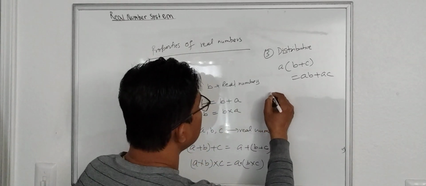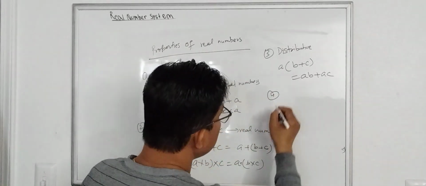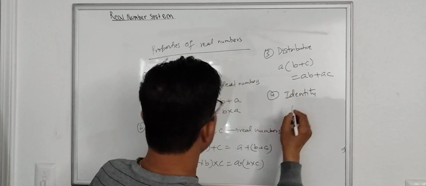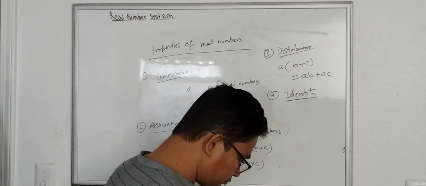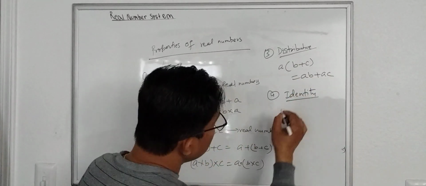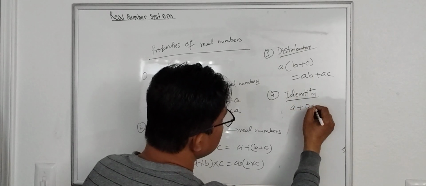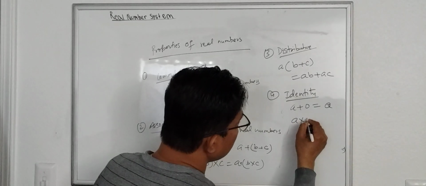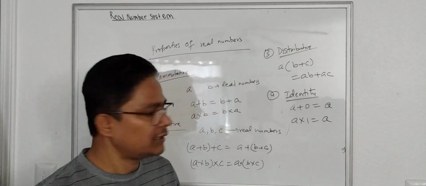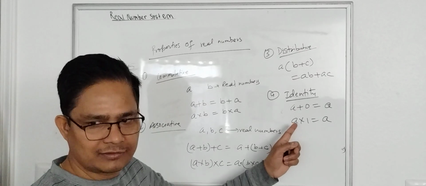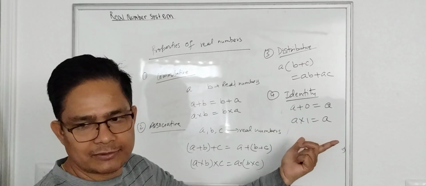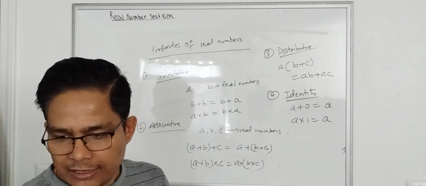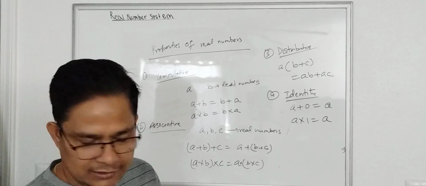Okay, and then we have the identity property. Fourth one, and it says if you add 0 to any real number, that will remain the same. If you multiply 1 to any real number, that will remain the same. Is it correct? Yes or no? Yeah. If you add 0, it will not change, because adding 0 to anything does not change the value. Similarly, if you multiply 1 to anything, the value does not change.